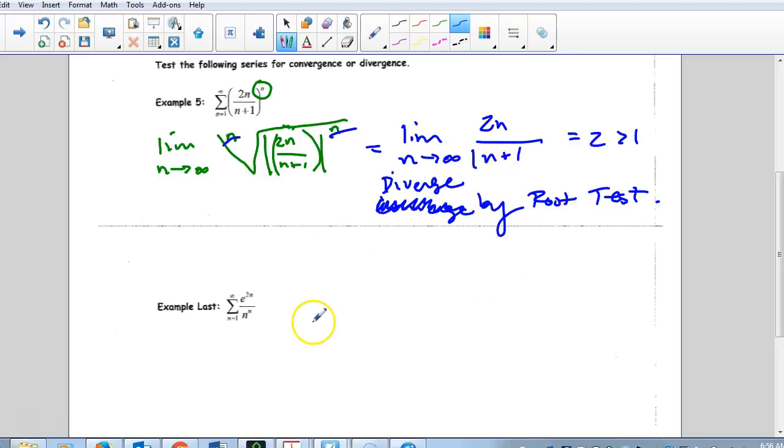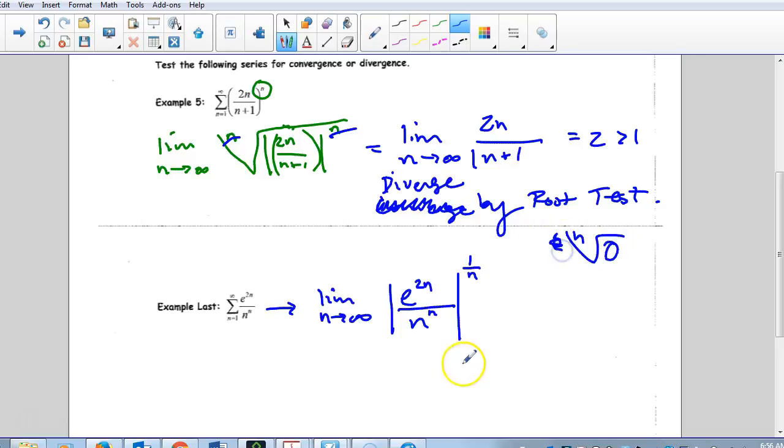Okay, now you probably weren't sure what to do with this one. The limit as n goes to infinity of, now, I can take the nth root of this, but I also could say this is e to the 2n over n to the n, raised to the 1 over n. So that's the same thing as taking the nth root, right? 1 over n is the nth root of whatever's underneath there. So 1 over n as a power. And the reason I wrote it like that is that I can multiply the powers. It makes it much easier.